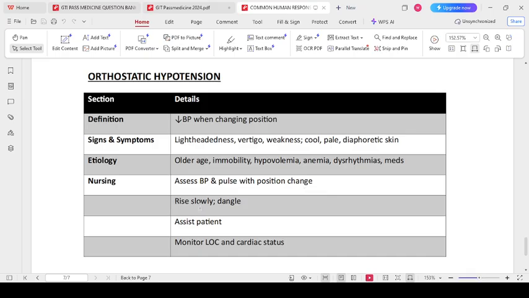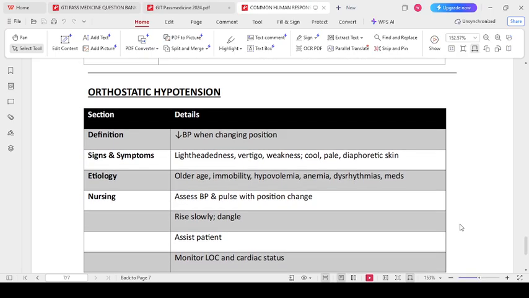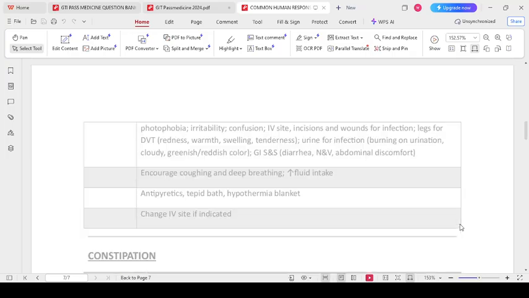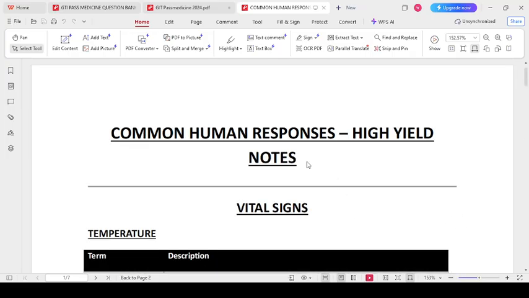She has to ask the patient to rise slowly in dangle position. She has to assist the patient while doing this. She has to monitor the GCS of patient and the cardiac status of the patient. This is all about the common human responses of the patient in various diseases.